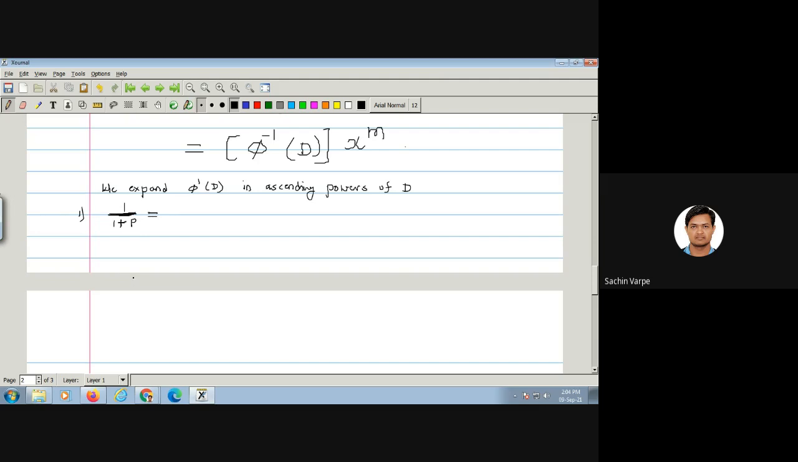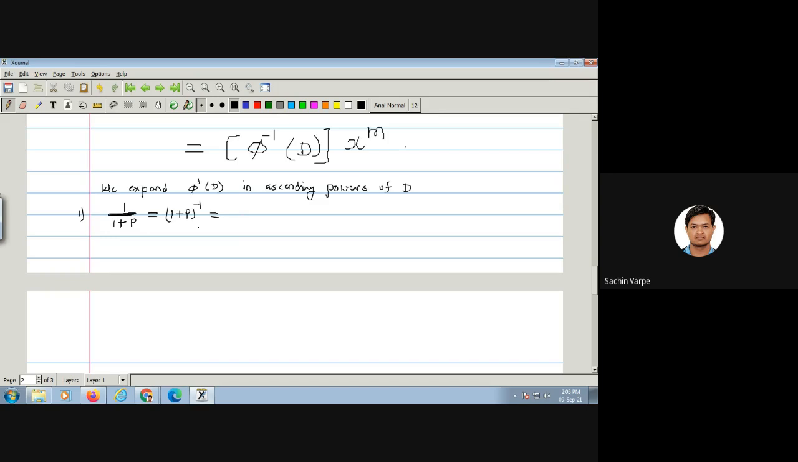Can we represent this rational expression, 1 upon 1 plus x or 1 upon 1 plus p, in terms of an infinite series? Yes, sir, we can write it as 1 plus p raised to minus 1, and then we can expand it by binomial expansion. Correct? Very good.